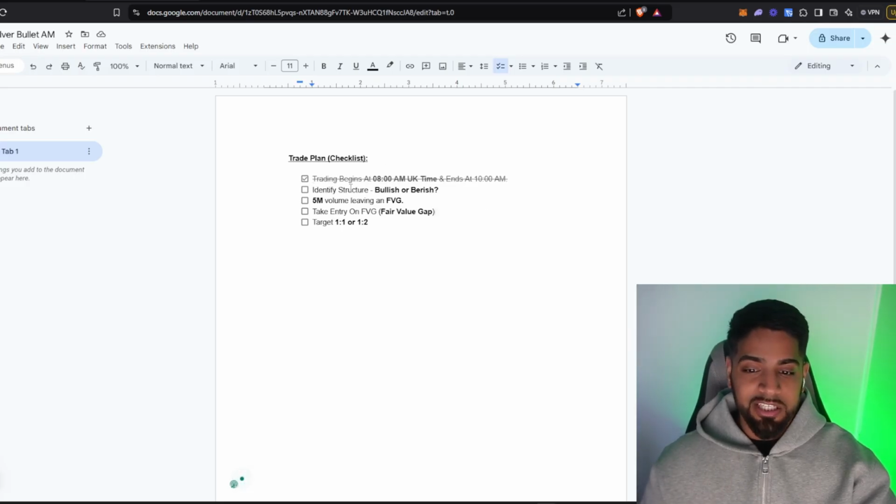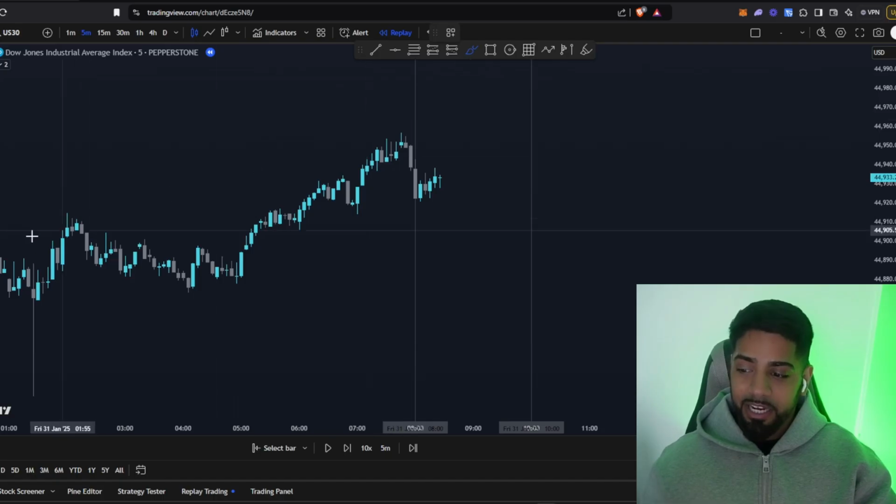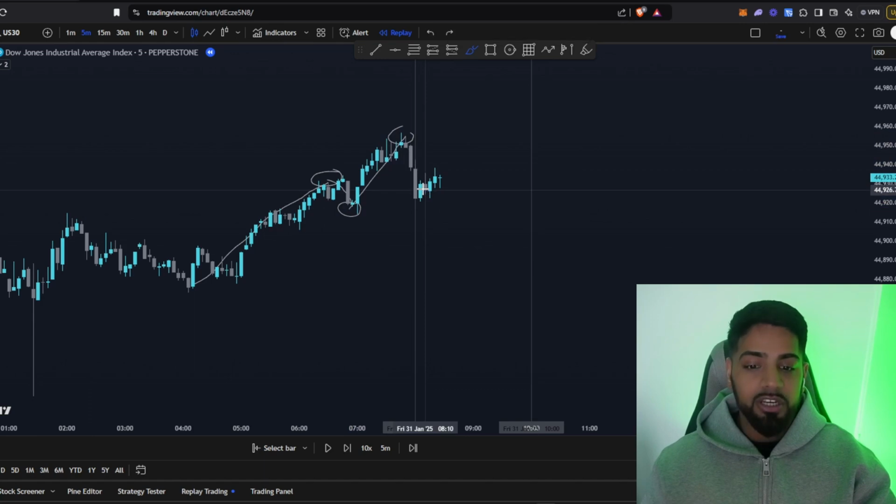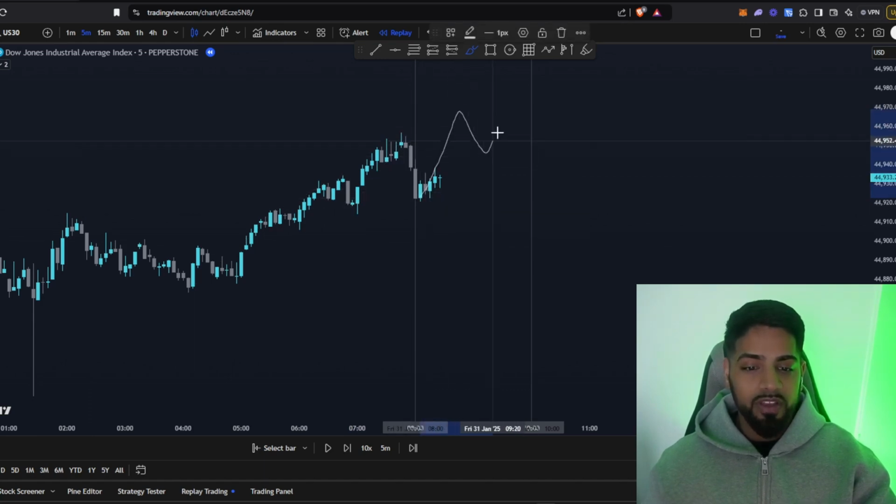Moving on to the next step, which is to identify structure. Are we bullish or are we bearish? So taking a look at the structure that we've got going on here, we can very clearly see that price is putting in a series of higher highs, higher lows, higher highs, and higher lows. Therefore, our anticipation going into this AM silver bullet session is that we continue with the higher highs and higher lows, and that is exactly what we want.